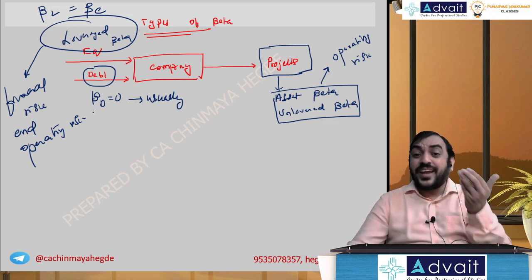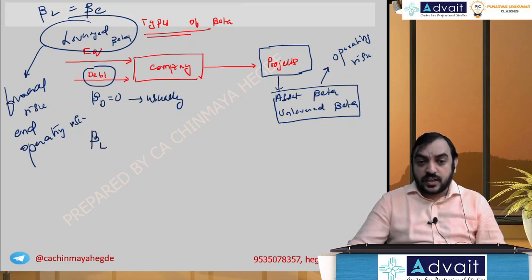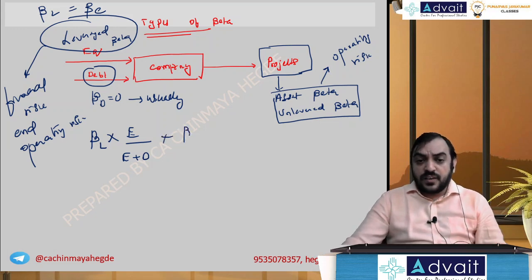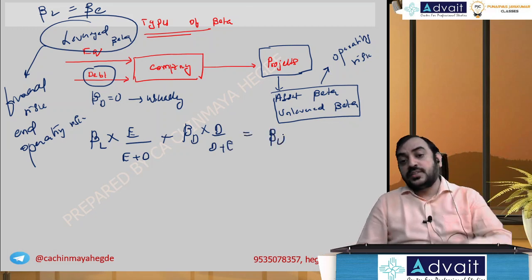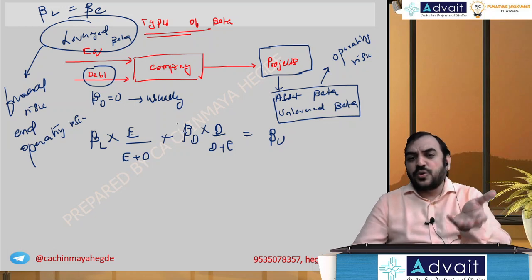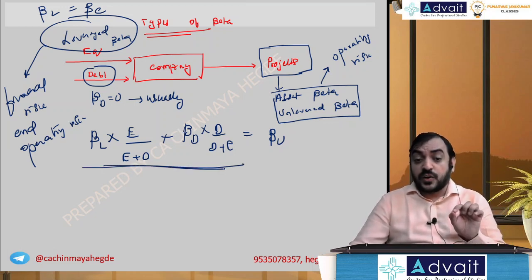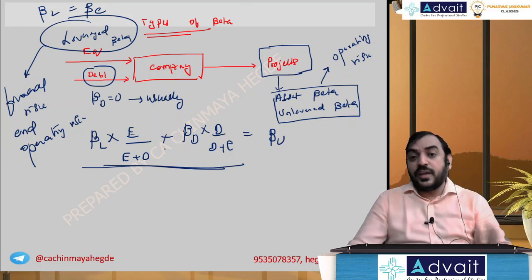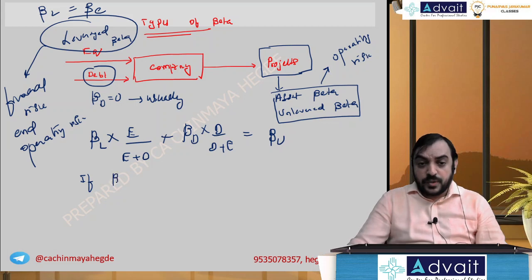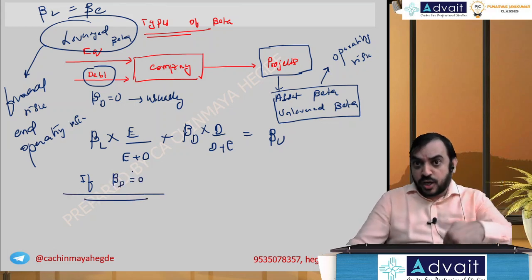So if I do a simple weighted average, what is that? Equity beta, levered beta, into its weight, equity by equity plus debt, plus beta of debt into its weight, debt by debt plus equity, that is equal to unlevered beta, project beta, asset beta. If beta of debt equal to 0, then it will be simplified. I don't want to show the derivations, you can do it mathematically, but why I've shown you this line is because if they've given you a debt beta, then you have to make use of this formula. Only when beta of debt is 0, then we can use this simplified formula.